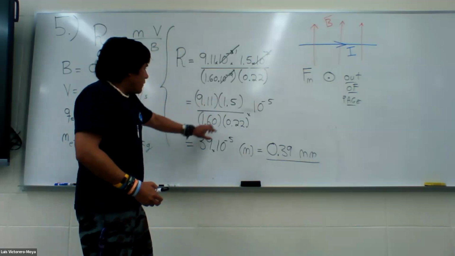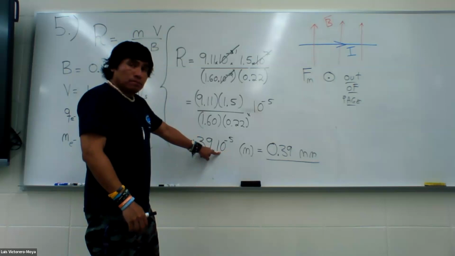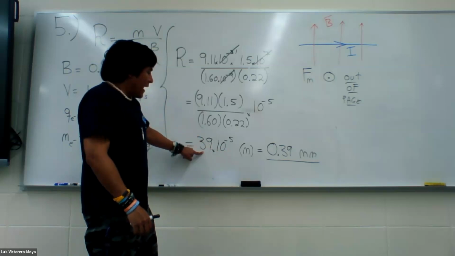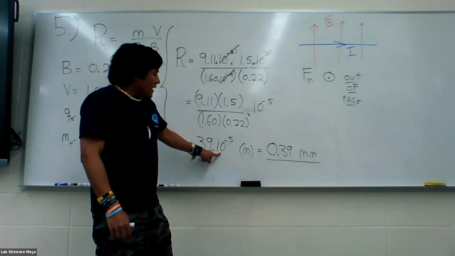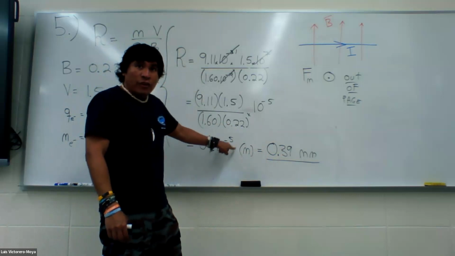Well, this is 39, right? Yeah, 39 times 10 to the power negative 5. Yeah, I get that. That's in meter. So you divide by 100. Multiply by 100. And you divide by 100 here. Okay. So 0.39. And then 10 to a negative 5 times 100 is 10 to a negative 3. And 10 to a negative 3 is millimeter.